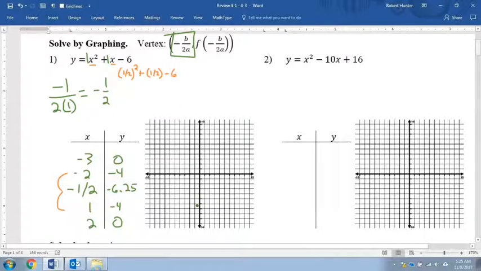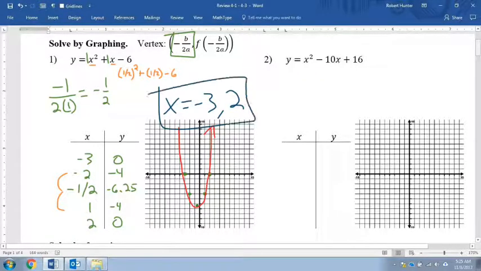So let's graph it real quick. Negative 2, negative 1, 2, 3, 4. And then negative 3, 0, and positive 2, 0. And that's enough. And you get the graph that looks like this. So the solutions are x equals negative 3 and positive 2, because that's where the x-intercepts are. Just graph it and find those. Okay? Pause it and try your own, but here we go.